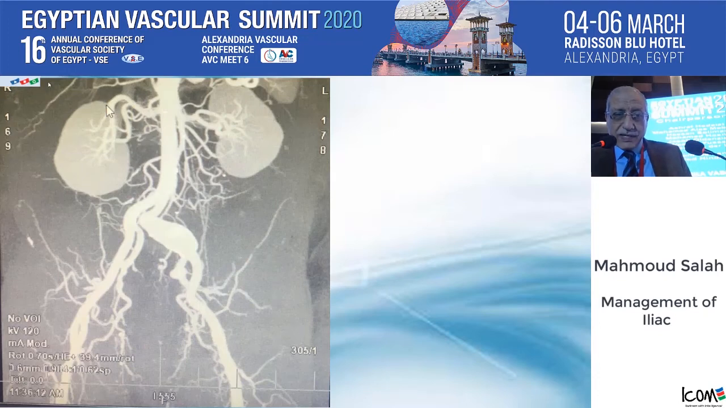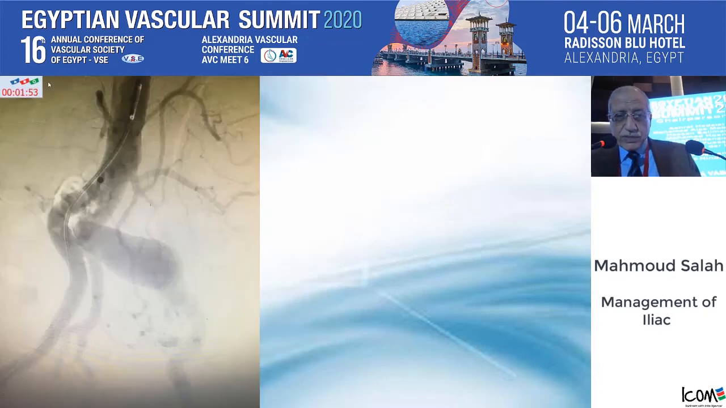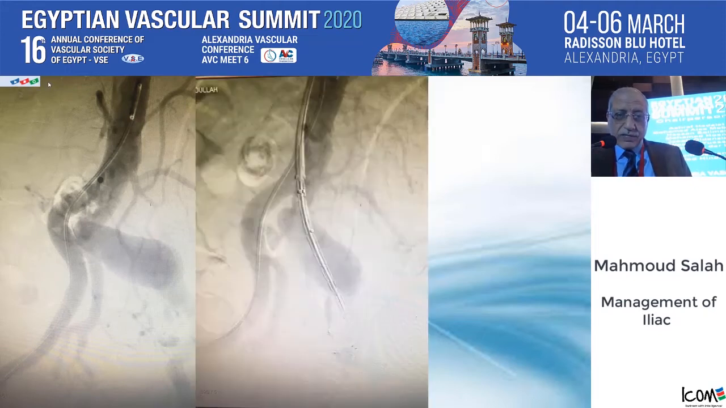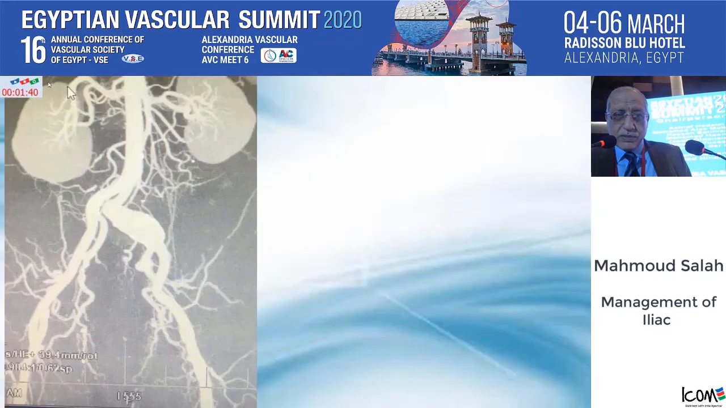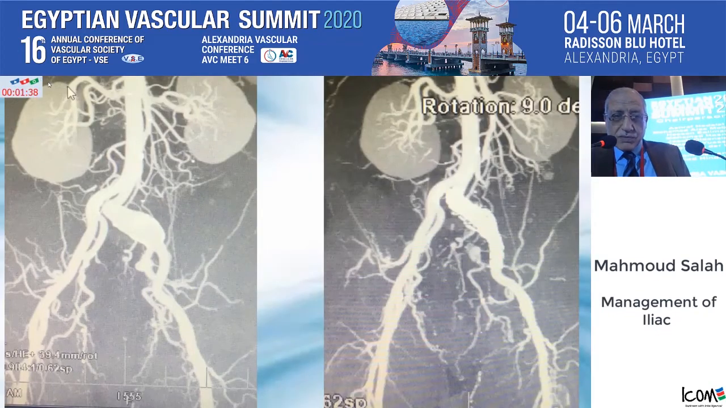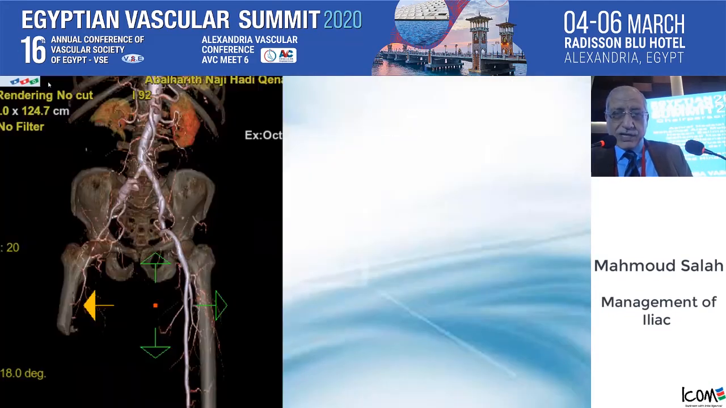This is an iliac artery aneurysm. This is during the procedure, and this is after we cross the aneurysm, and this is after the stent graft was put. This is before and after. This is a very challenging case.